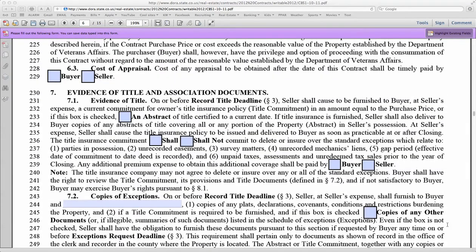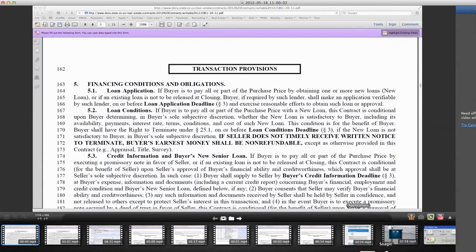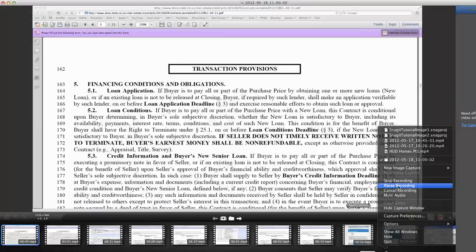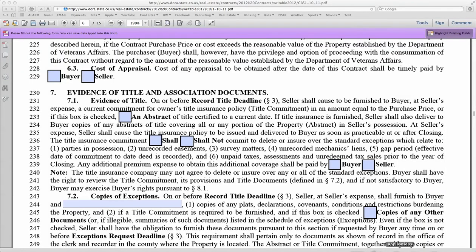Okay, Section 7 goes over evidence of title and association documents. 7.1 refers to title insurance, which is to be furnished by the seller at their expense.